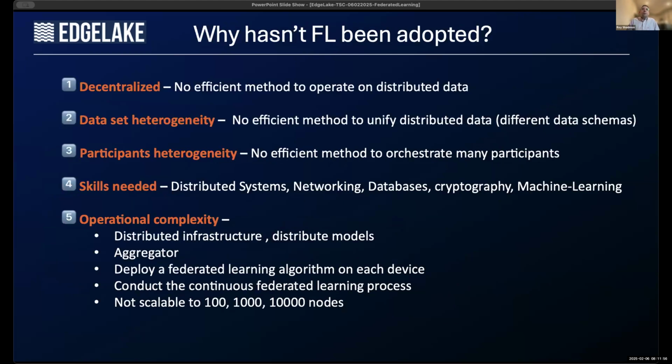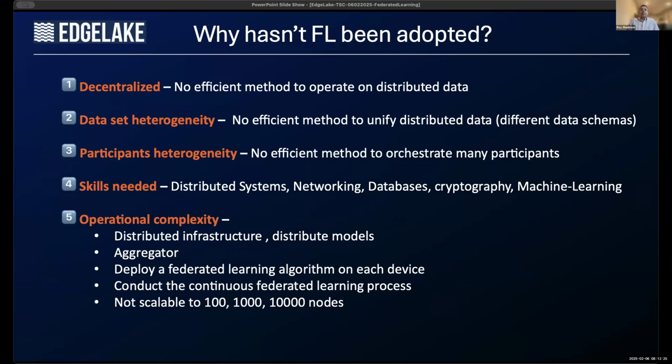So now you might be asking, why hasn't federated learning been adopted? One of the key benefits of federated learning is decentralization, and everything is decentralized. But this is also a key reason why it hasn't been adopted. The reason is that there's no efficient method to operate on distributed data. Today, all the data has to move to the cloud before we can even query it. So how can we even create machine learning models in a decentralized way today?